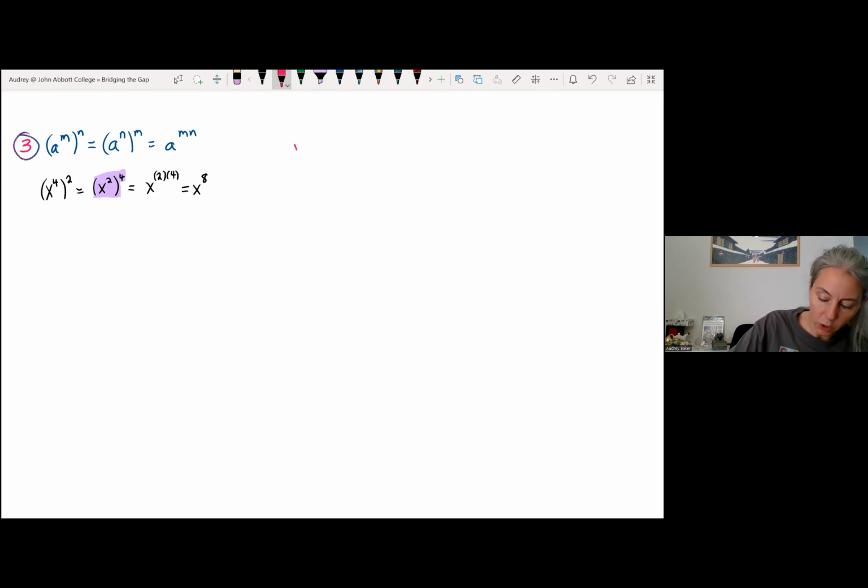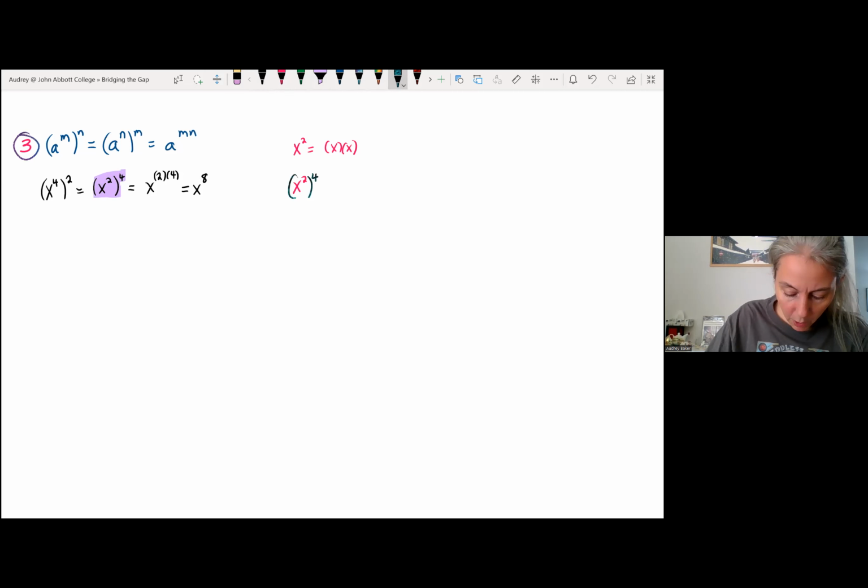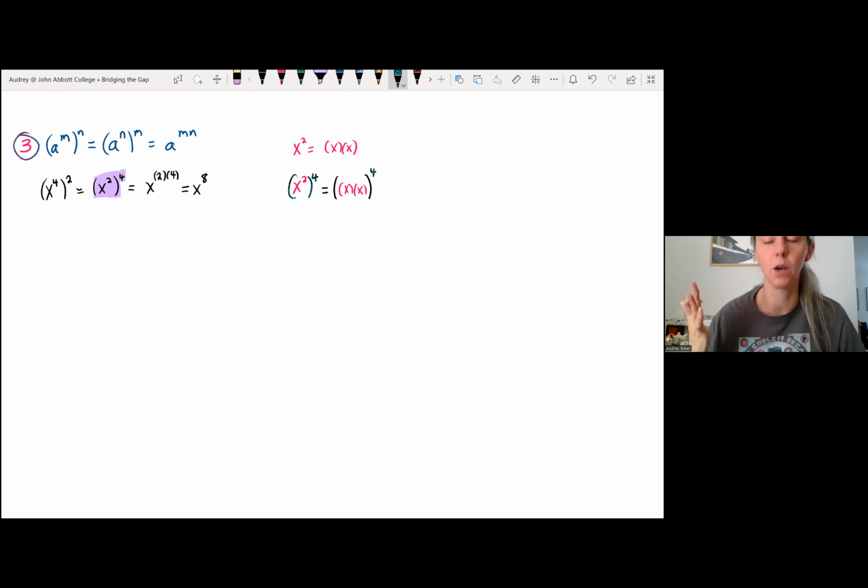I know that x squared is equal to x times x, right? So x squared to the power of 4 would be equal to x times x, to the power of 4. But what does a power of 4 mean? The power of 2 meant multiply this by itself 2 times. The power of 4 means multiply what you have inside by itself 4 times. So we're going to do that.